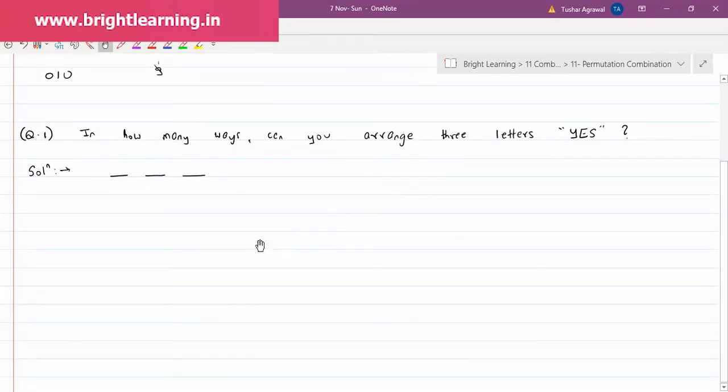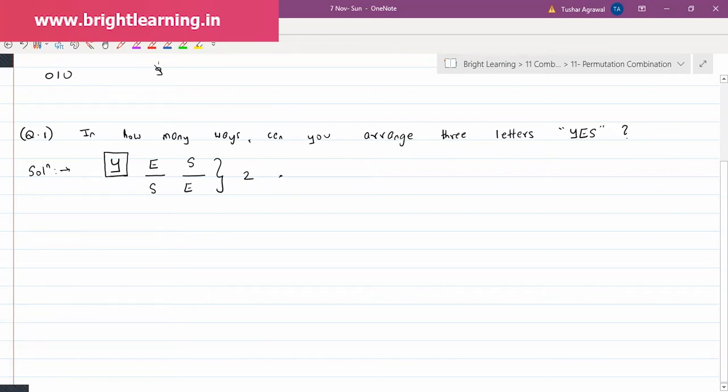So 3 letters have to be arranged. So what I will do is, first position, let's say it is fixed Y. Every time at first position it is Y only. Now the second and third position, what can I do? I can either do E, S, or I can do S, E. So there are 2 arrangements. That's it, sir. With first position fixed as Y, there are no more arrangements. These are the only 2 arrangements.